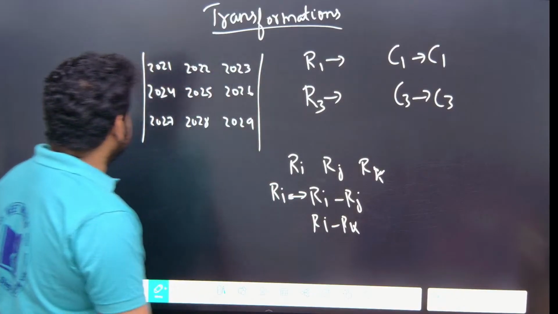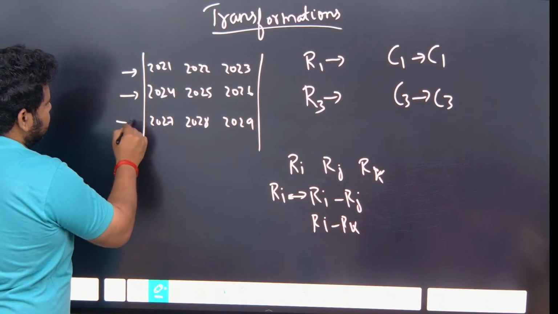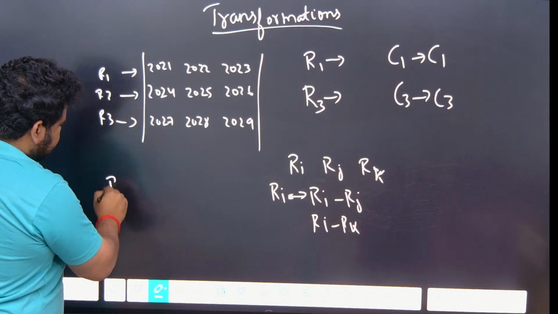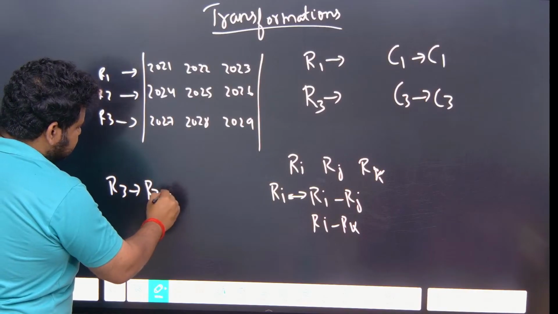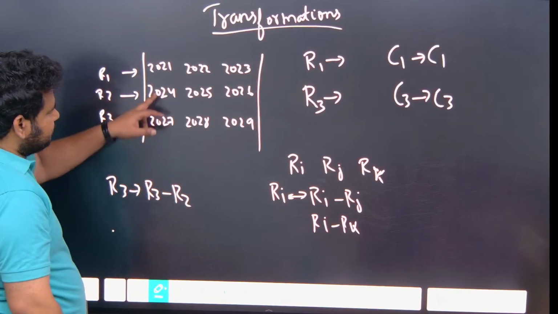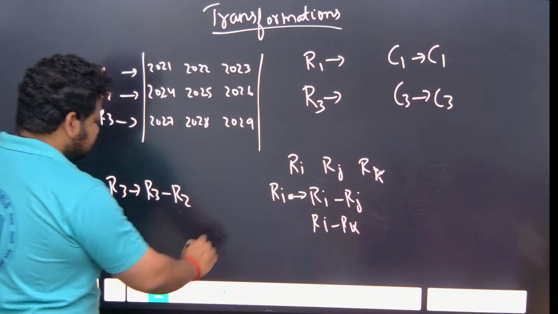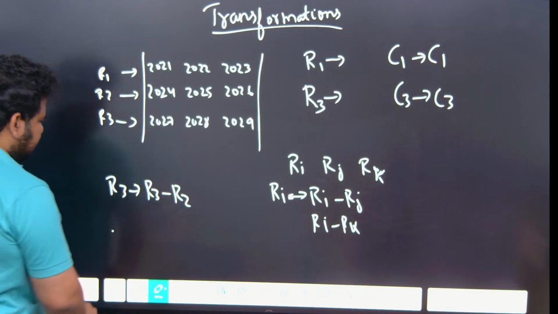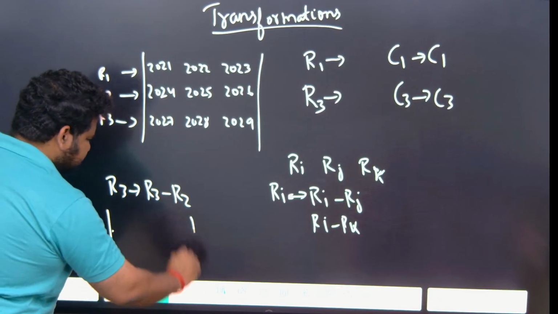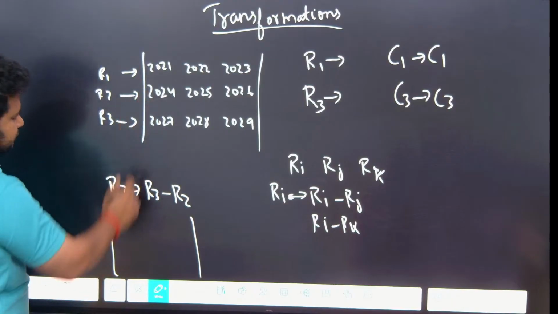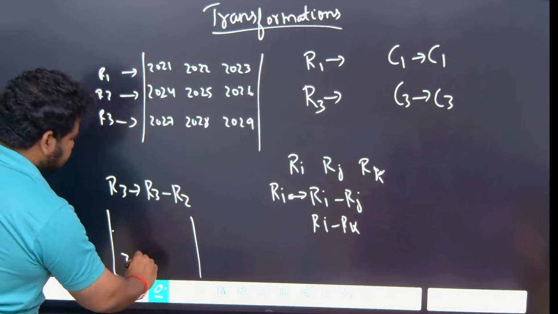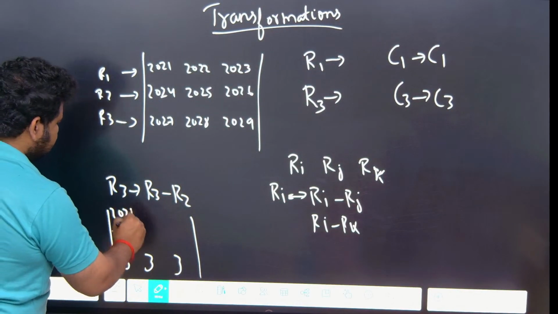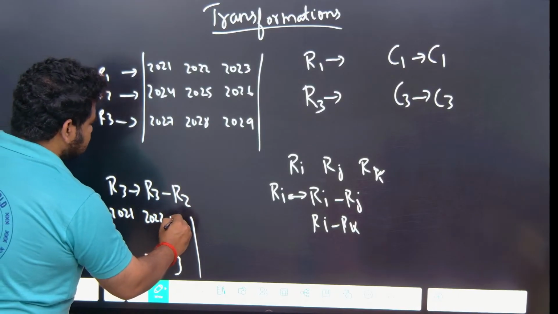Here, this is row 1, this is row 2, this is row 3. Row 3 I can write as row 3 minus row 2. So 2027 minus 2024 will become 3, 2028 minus 2025 will be 3, and this will also be 3. Rows 1 and 2 stay as 2021, 2022 and 2023 and so on.